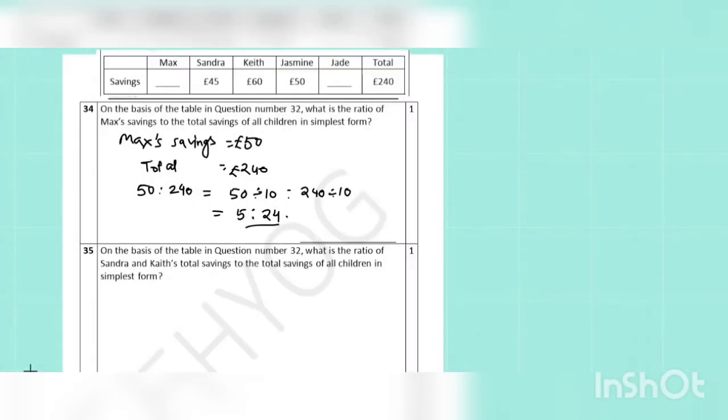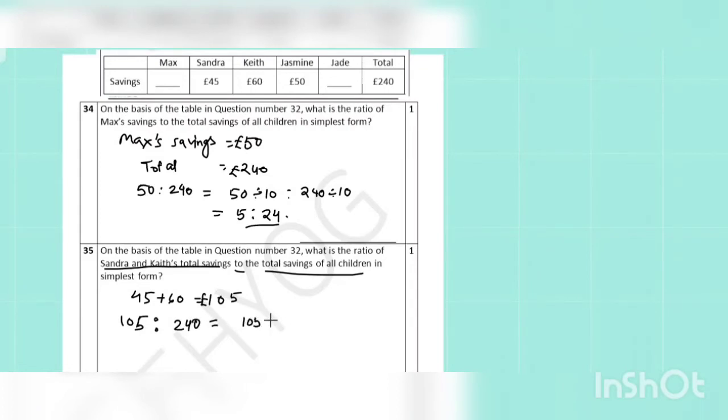In question number 35, what is the ratio of Sandra and Keith's total savings to the total savings of all children? So Sandra and Keith's total savings is 45 plus 60, which is equal to 105 pounds. So now we will just form the ratio with the total savings of children. So 105 is to 240.